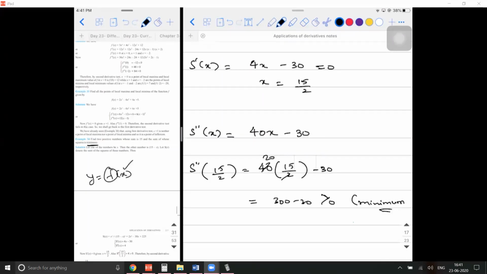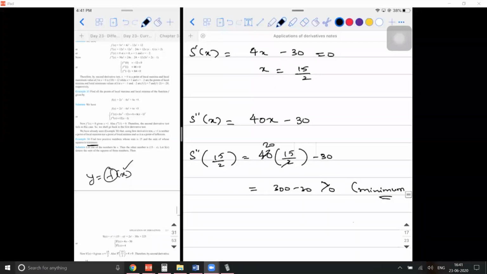Minimum, right? So when the value of x is 15 by 2, what will be the value of y? That will also be 15 by 2. So when you substitute x is equal to 15 by 2 and y is equal to 15 by 2, among the whole lot, this will give you the least value for the sum of the scores.